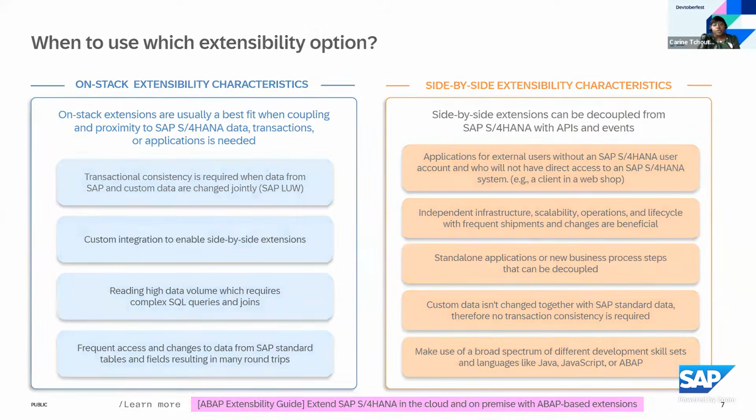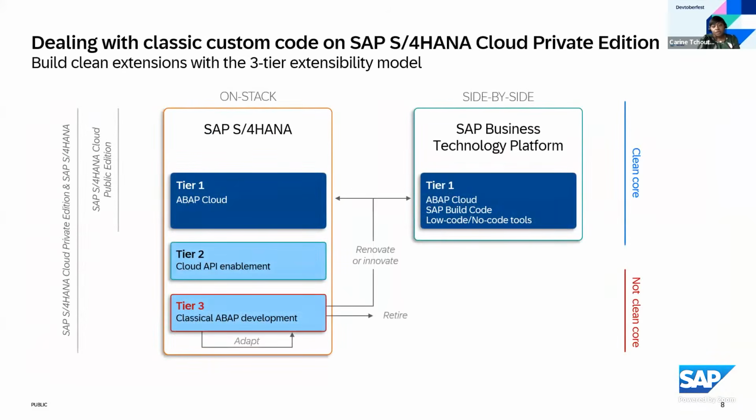So we already mentioned that in on-premise, the Cloud ERP extensibility model is also available. So it is available in the private cloud and on-premise. But in addition, we have, of course, the classic ABAP development. So here, in order to support partners and customers to build clean core compliant extensions, we've introduced the 3-tier extensibility model. And as you can see on the screen, the 3 tiers consist of tier 1.